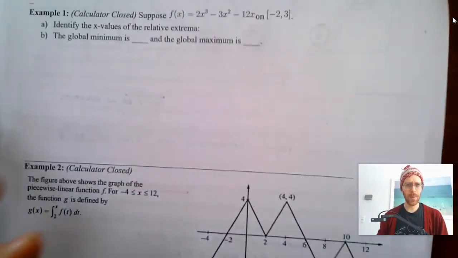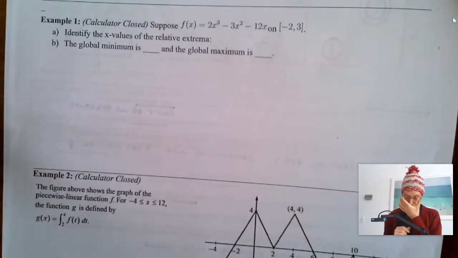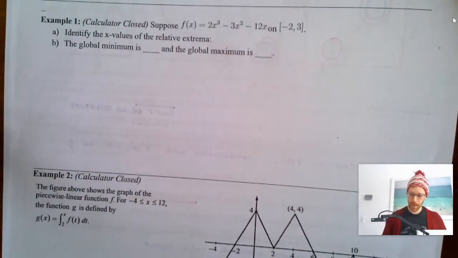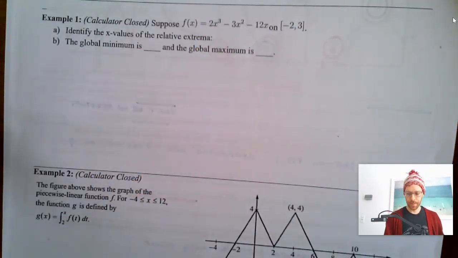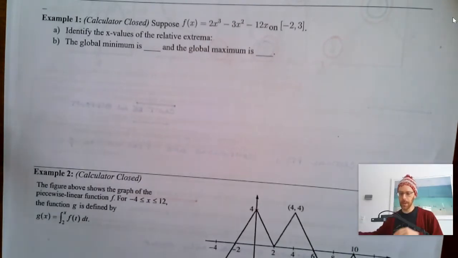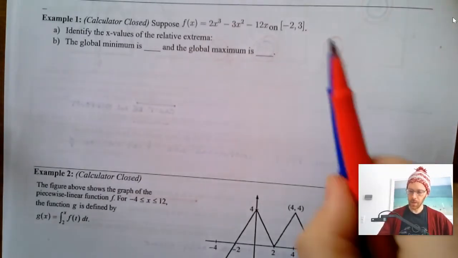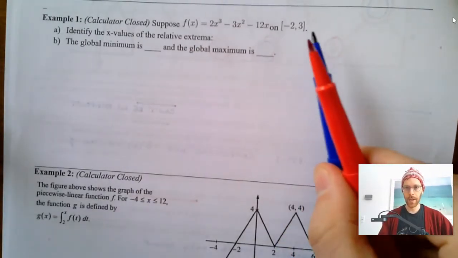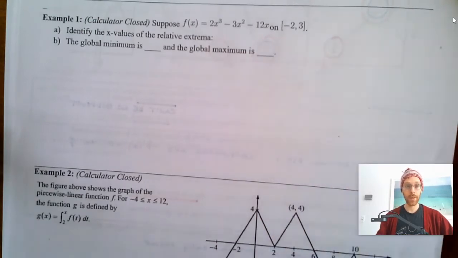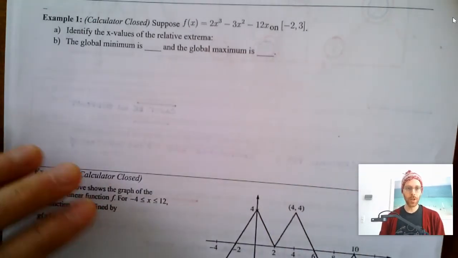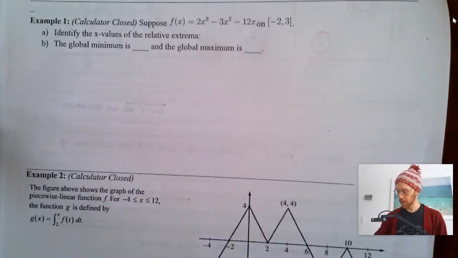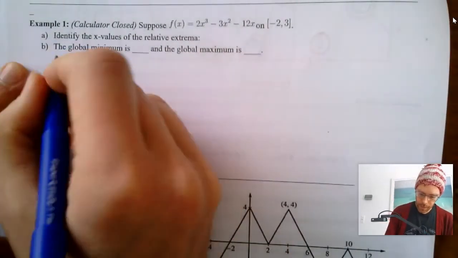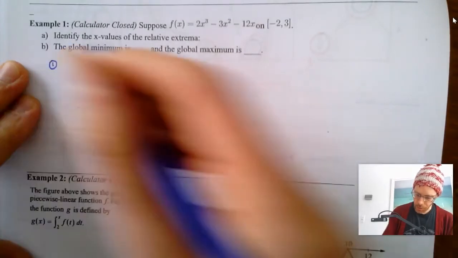Okay, looking at example number 1. This is one you should be able to do without a calculator. Let's suppose that you got this function. It's a cubic function. And let's suppose that we're also given a domain. So we're starting at -2 and we're ending at 3. Those are our endpoints. And what we want to do is identify the global minimum and the global maximum. Each one of these is a two-step problem.